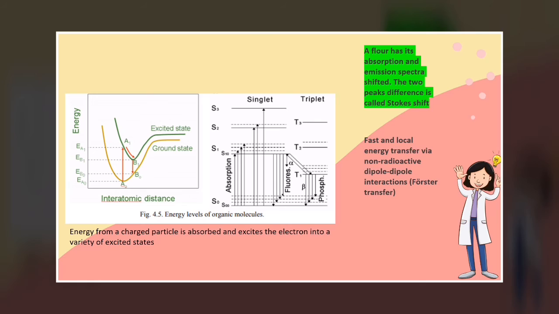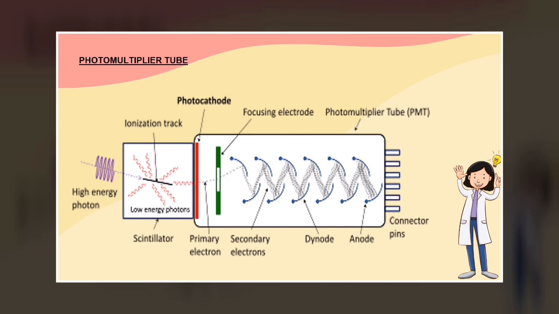A fluor has its absorption and emission spectra shifted. The difference between the two peaks is called the Stokes shift. Fast and local energy transfer via non-radiative dipole-dipole interaction is called Förster transfer. As you can see, a high energy photon was ejected into the scintillator, and in the scintillator, a low energy photon has been produced. The ionization process occurs in the scintillator, whether via Compton effect, pair production, or photoelectric effect, but mostly in this process it occurs via the Compton effect.